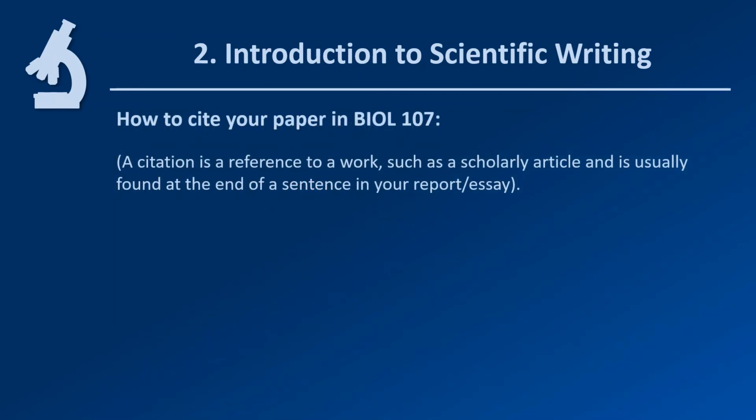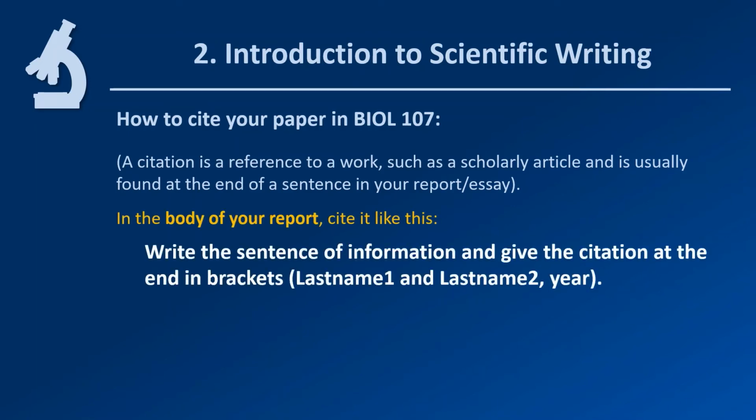So what you need to do for Biology 107, particularly for Lab 3, but also for the pre-Lab 3 exercise, is cite the paper that you find. A citation is basically a reference to something. It's referring to something, and it's doing it within the body of your essay or report.